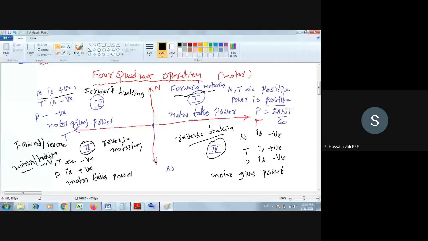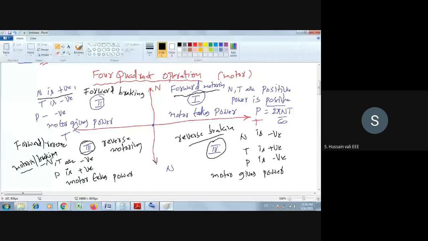Braking is just like when you are riding a vehicle and you apply brakes. What exactly happens when you apply brakes? You are decreasing the speed of the vehicle. When you decrease the speed of the vehicle, you call that braking. So in that case, what is the possibility? The possibility is that the vehicle will give the power back to the source.